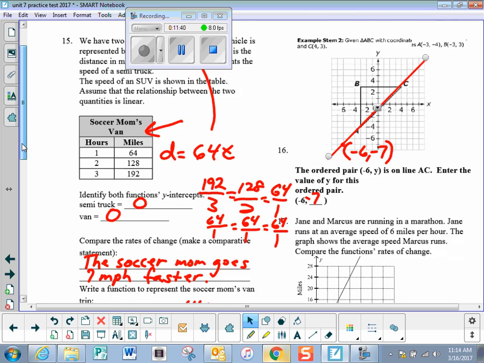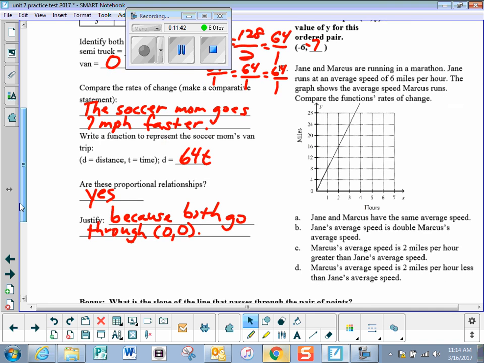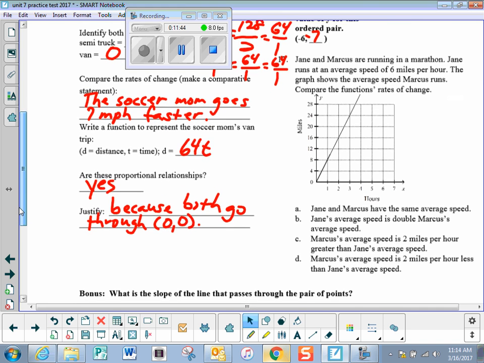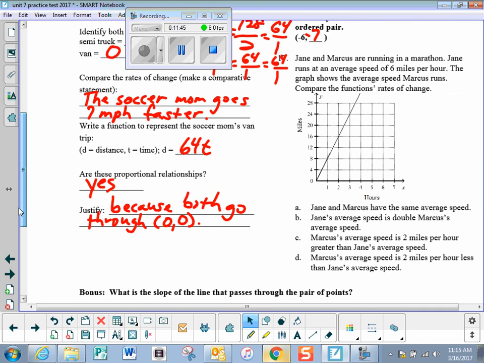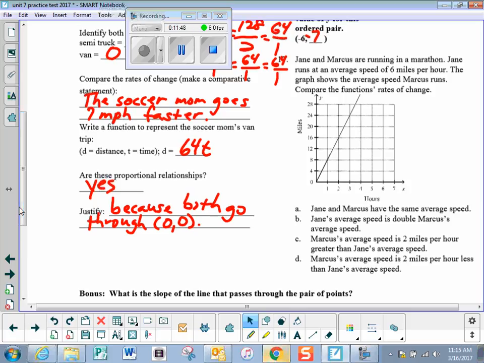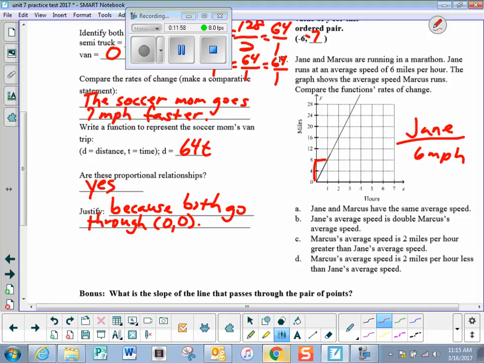Okay? And the next one, Jane and Marcus are running a marathon. Jane runs an average speed of 6 miles per hour. The graph shows the average speed Marcus runs. Compare the rates of change. So Jane is 6 miles per hour. What about Marcus? He is 8 miles per hour. So what could we say about them? Marcus is faster.